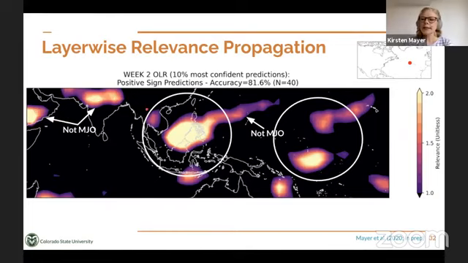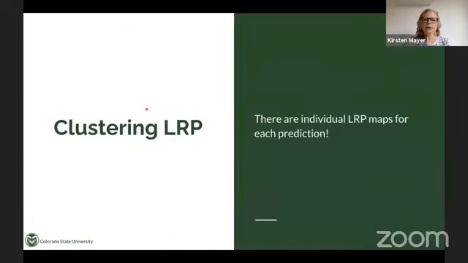So in order to understand these more, we use clustering. And what's super nice about LRP is that you can have individual LRP maps for each prediction. So for each prediction that is correct, you can actually figure out what the model looked at for that specific prediction to determine that this was the correct sign.